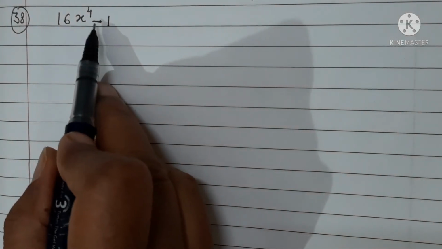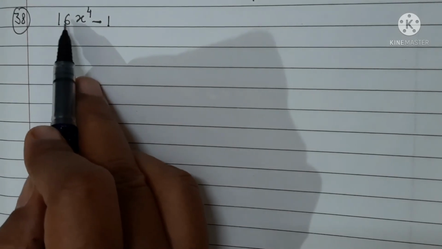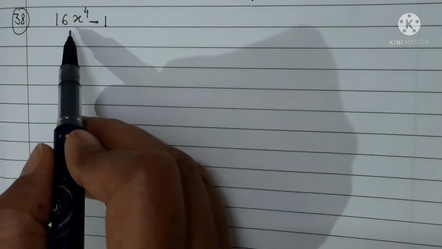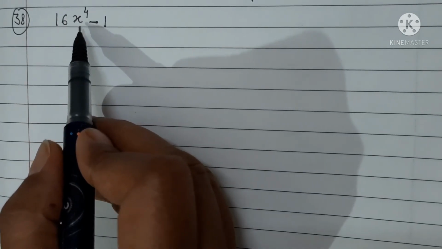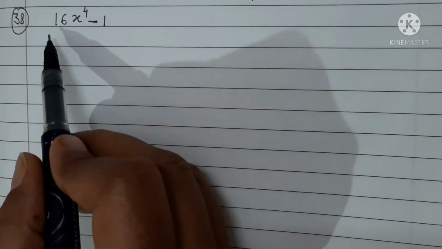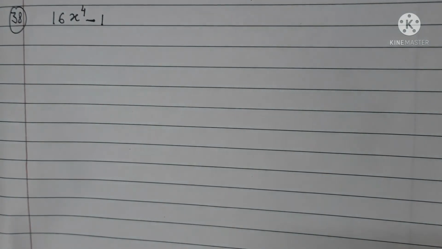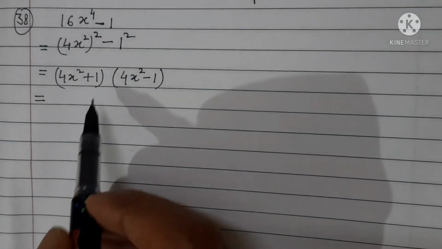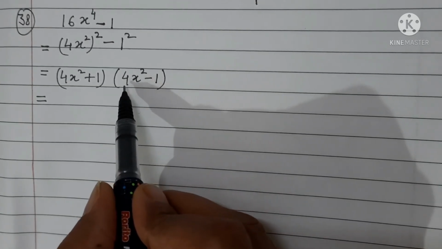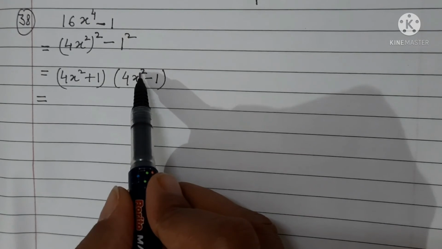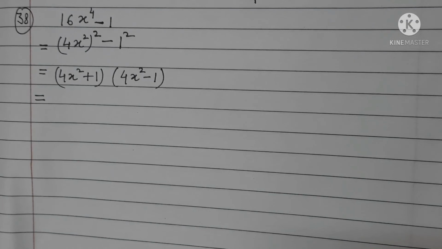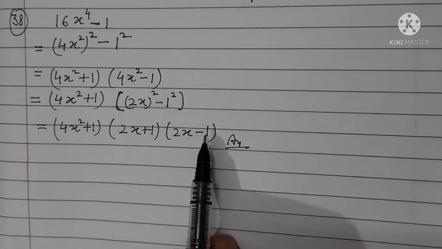Question 38: 16 x to the power of 4 minus 1. As it is looking, it is a square of a number. So here you will use the identity a square minus b square, and for b you can write 1 square, and further solve and get the solution. You will get this, and here you will again make the identity by putting 2x square minus 1 square and open it using the identity. See the answer.